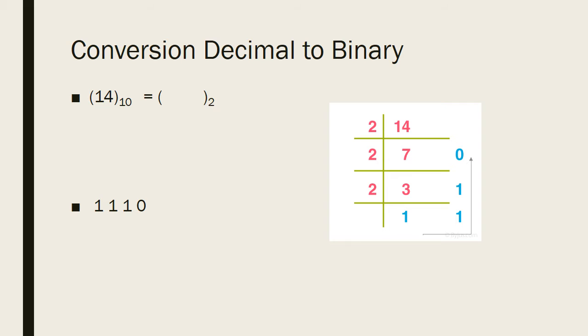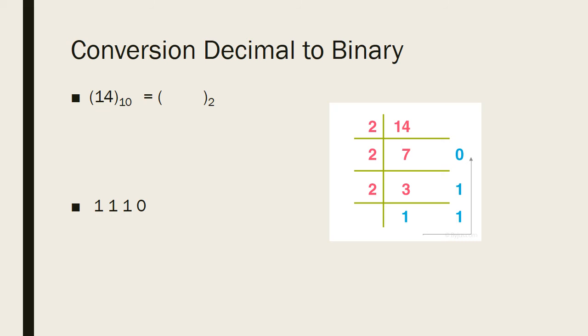When you divide 14 by 2, you get 7 as quotient and 0 as remainder. Write the remainder on the right hand side, and the quotient, which is 7, right under 14. Now the process is to be repeated. Again, take the number 7, divide it by 2. You get 2 times 3 is 6 and remainder is 1. So write the remainder on the right hand side, and 3, which is the quotient, right under 7.